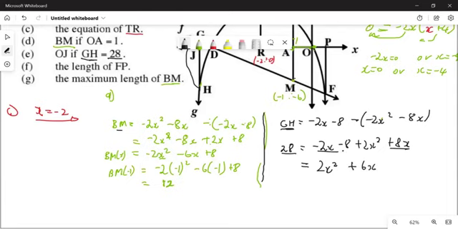Okay, you take 28 to this other side. Like it's positive, when it gets to this side it's going to be negative. Then we have minus 8 minus 28, which is going to give you minus 36.